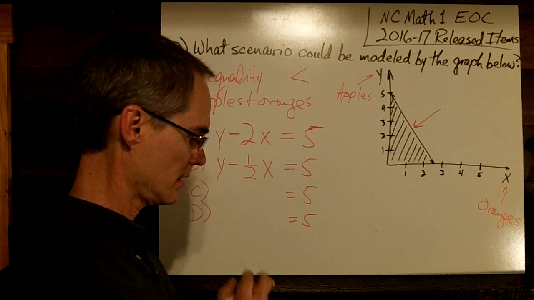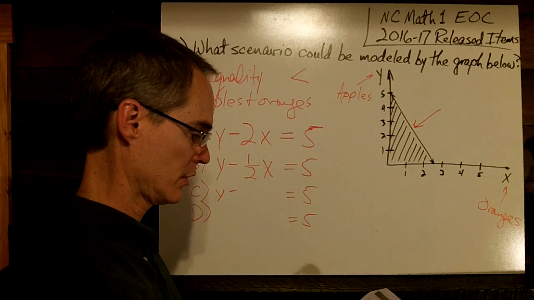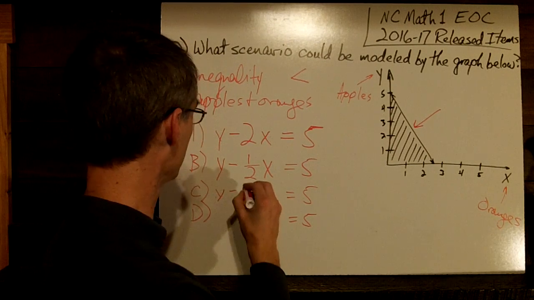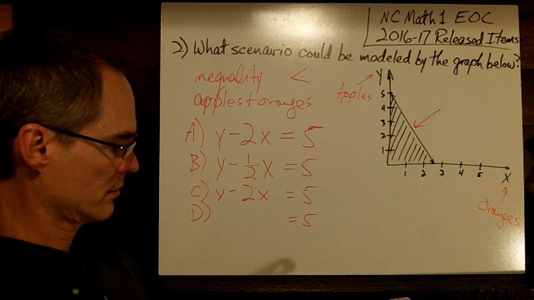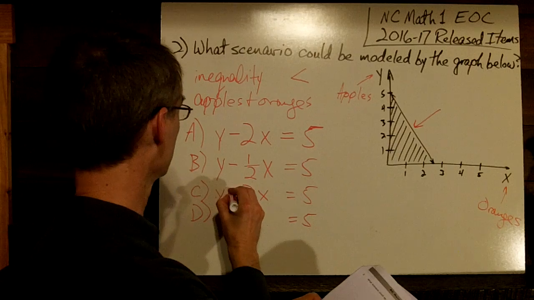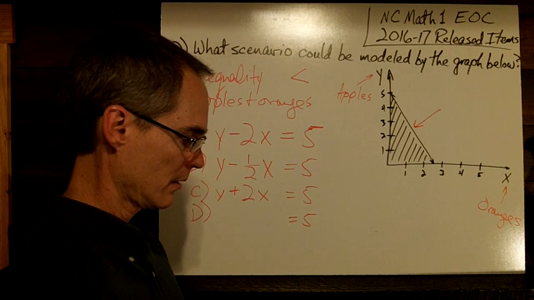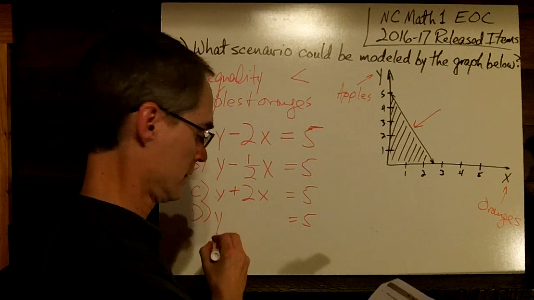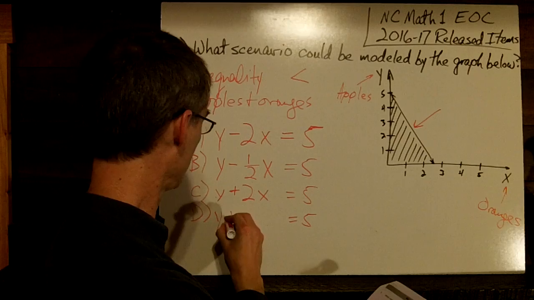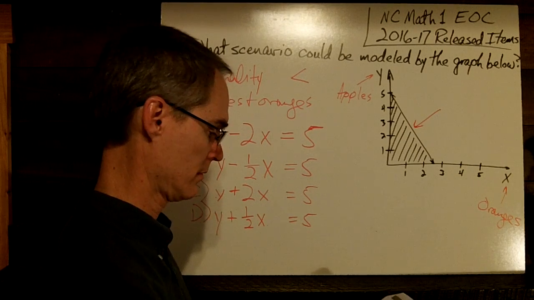Let's see, C: number of pounds of apples, y, minus 2 times the number of pounds of oranges, x. Isn't that what I've got for x? Oh, y plus. Y plus 2x, and D is y plus half pounds of oranges is at most 5.